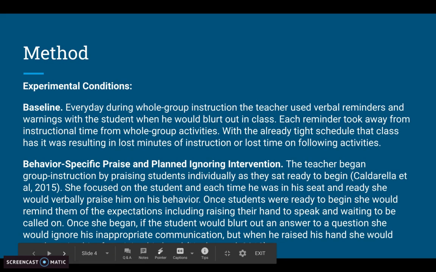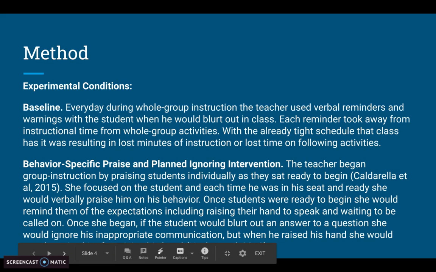Once the behavior-specific praise was implemented, the teacher began group instruction by praising students individually as they sat down ready to begin. She focused on our target student, and each time he was in his seat and ready, she would verbally praise him on his behavior. Once the students were ready to begin, she would remind them of their expectations, including raising their hand to speak and waiting to be called on.